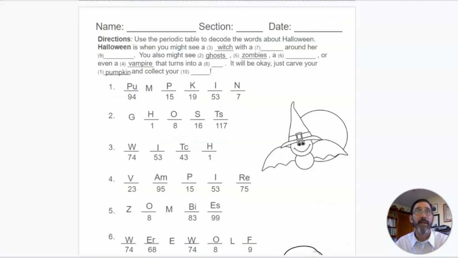If you're working with the unmodified version, don't forget to visit the top in the directions and put in number 6, the word werewolf.